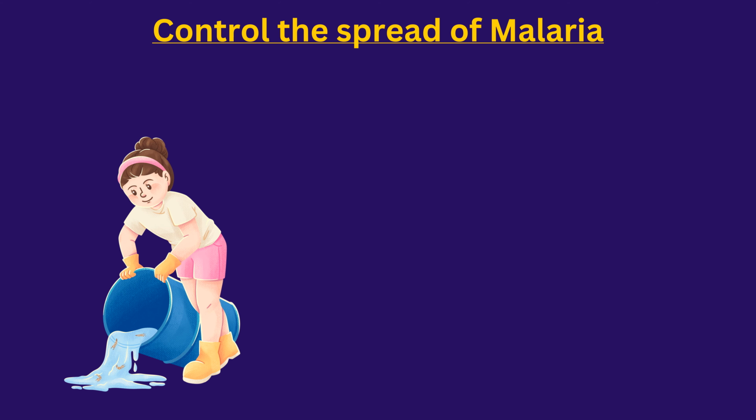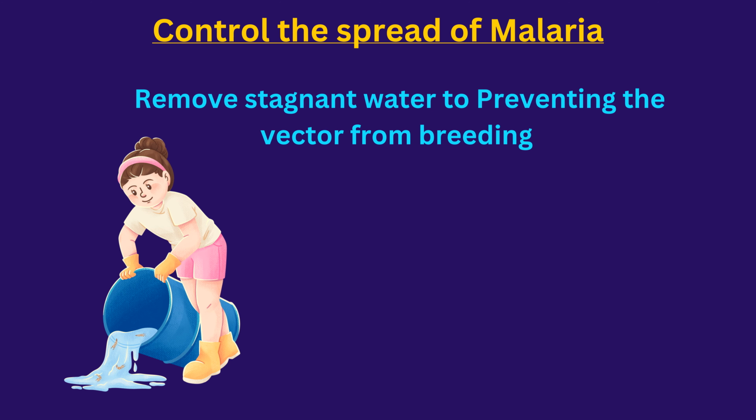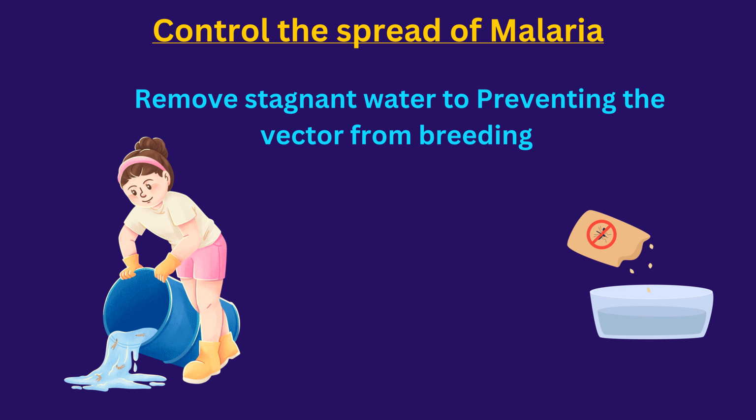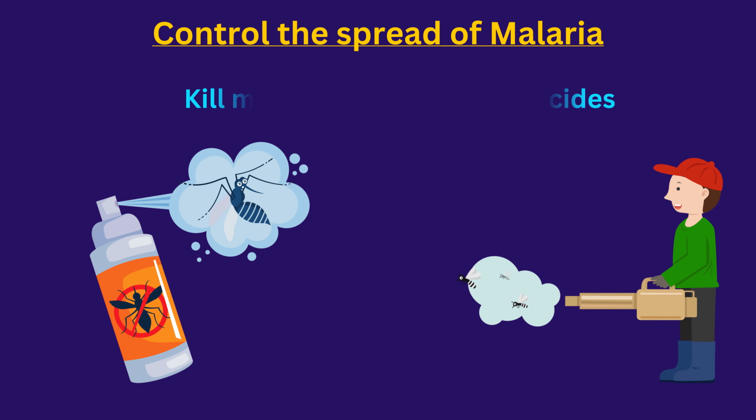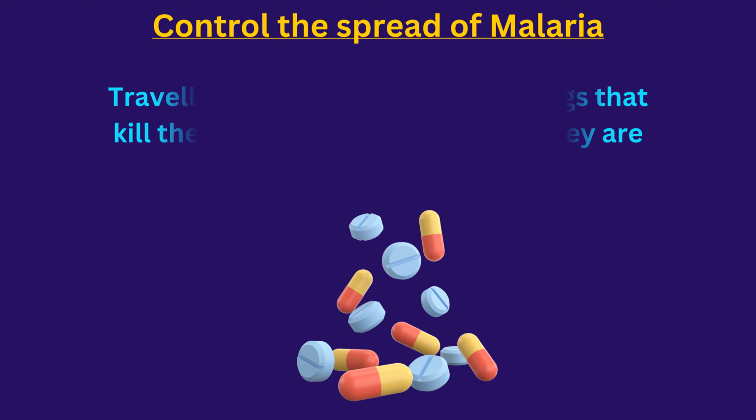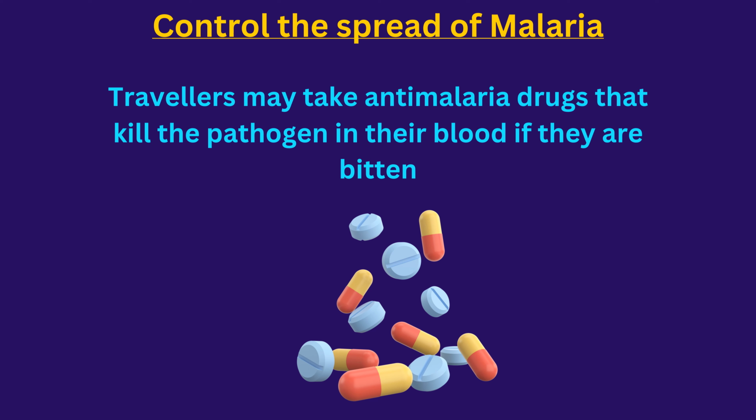Another way to control the spread of malaria is to get rid of their breeding site. So remove stagnant water to prevent the vectors from breeding. Remember, that is where they would lay their eggs. If you can't remove the water, then add insecticide to the stagnant water. We can also control the spread of malaria by killing the mosquitoes using insecticide. Travelers may take anti-malarial drugs that kill the pathogen in their blood if they are bitten.